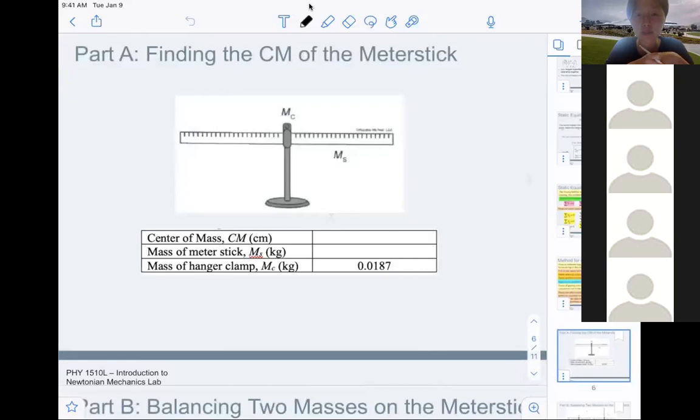Okay, so let's first find the center of the mass. They're trying to balance it, and usually it's roughly at the center. For a meter stick, it has 100 centimeters. 1 meter is 100 centimeters. So the center of the mass is around 50. In the lab, it's also pretty close.